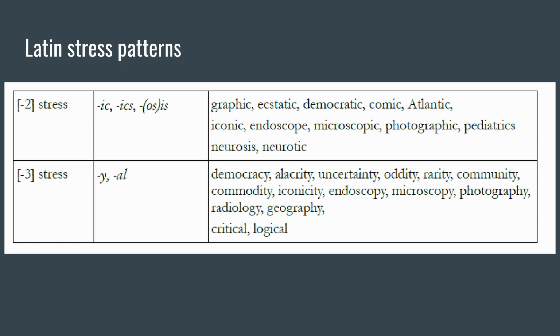Those are science terms. Then you have -3 stress if you have the endings Y and AL. Again, this is in more academic vocabulary. Not so much the Y as in healthy, but the Y in academic terms. Democracy, so democracy, -3 stress. Oddity, community, photography, and AL words, critical, logical. So generally you have -3 stress on words with these endings. And this is a pretty reliable rule or pattern.